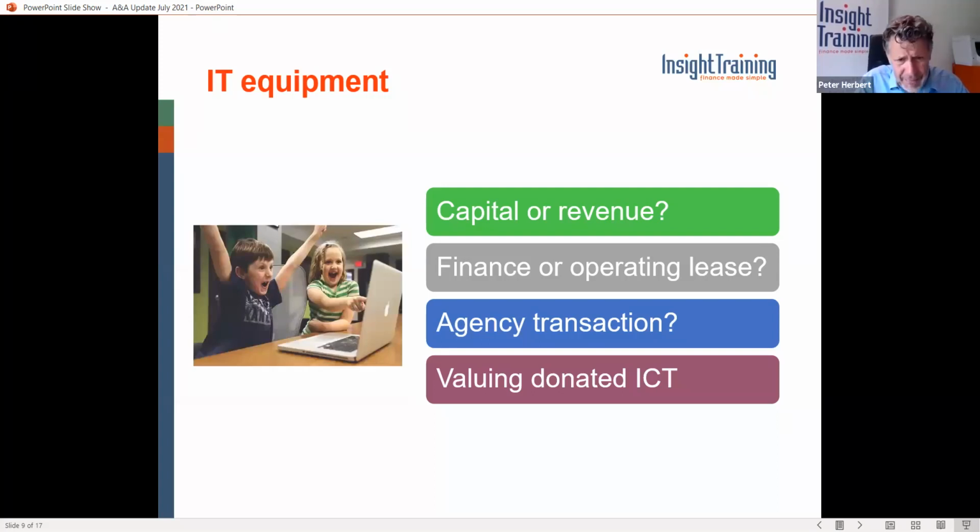It might be in some situations that schools are quite simply a conduit to get kit from providers direct to students. And in that case, I guess it'll be an agency transaction where it wouldn't really wash through the school's books at all. I'm also aware of another situation where it might possibly be that IT equipment is being donated to trusts. Remember that if, per charity SORP, you receive donated goods and services, they would need to be valued at fair value.